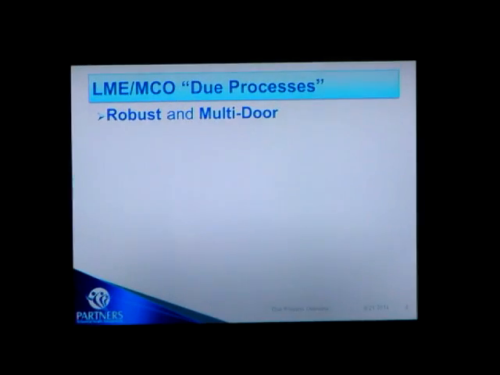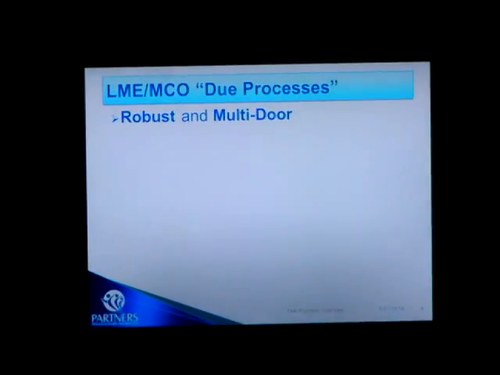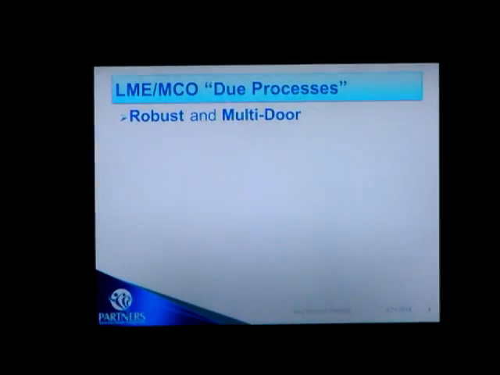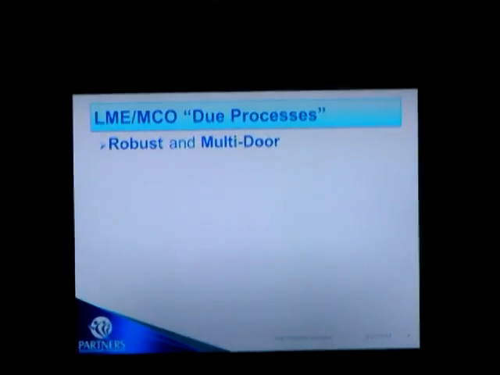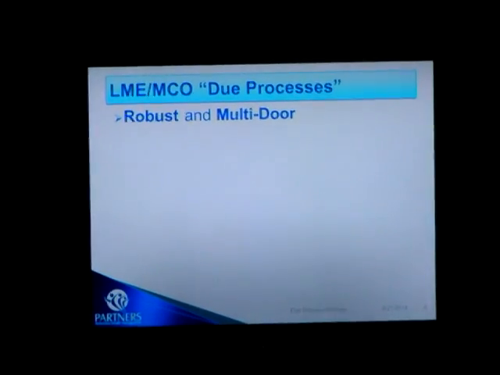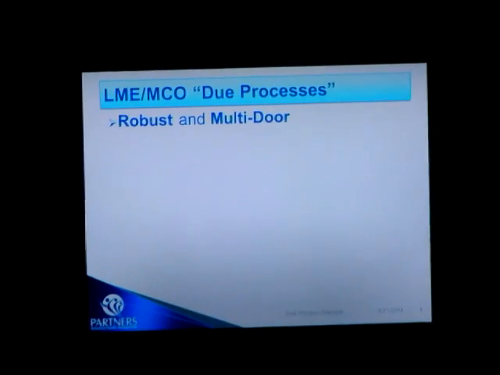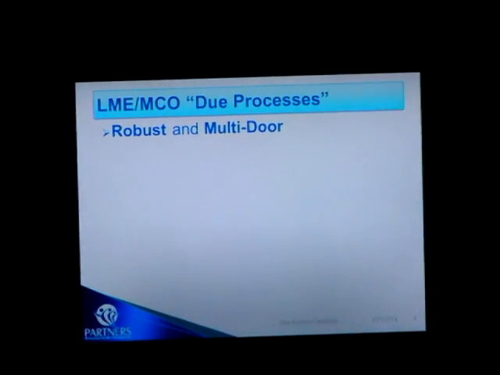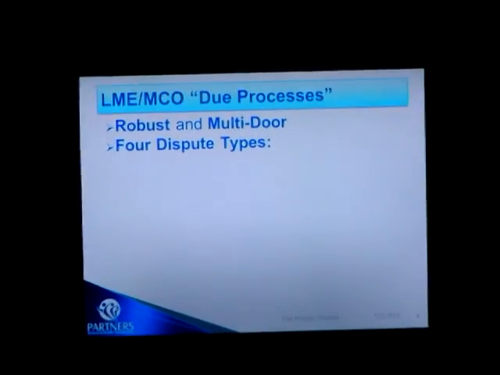We're not perfect. I already kind of talked about the robust, multi-door approach. We've made a great effort to ensure that there's no wrong way of getting into these due processes. Or if you've knocked on the wrong door, we don't slam the door on you, we take it and funnel it to the right door. So I like to refer to it as a multi-door. All right, to the heart of the processes.